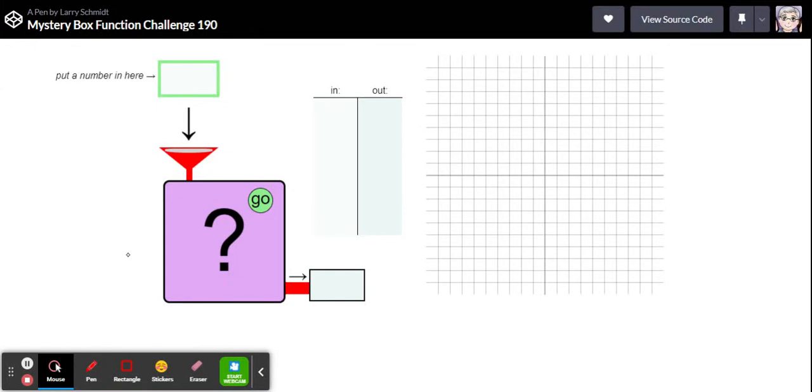Hello everybody and welcome to another mystery box function challenge. In the purple box there's some mystery math and your challenge is to figure out what that is. You can try this out by using the link in the description, and when you think you've got an idea, come on back, see if we get the same thing.